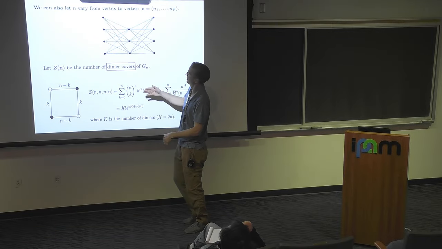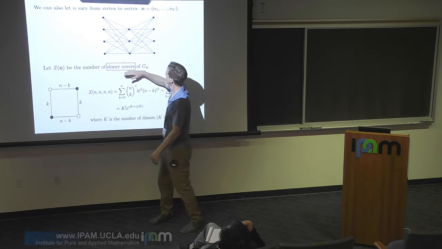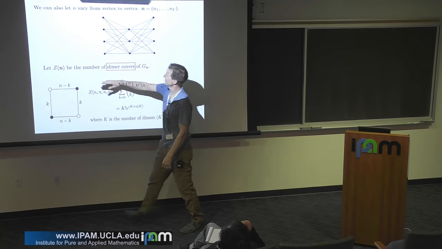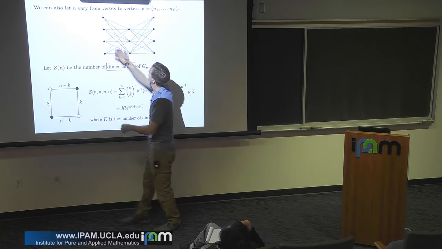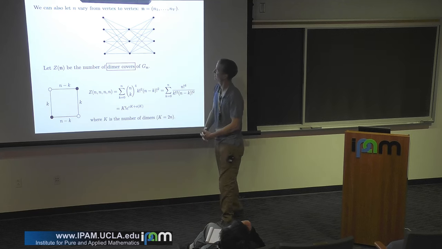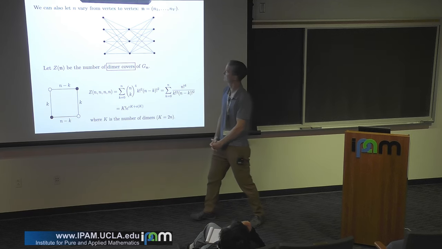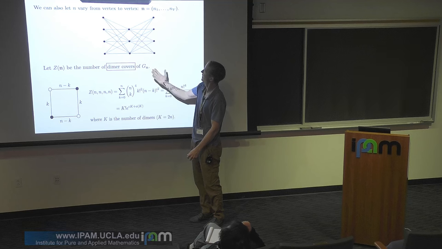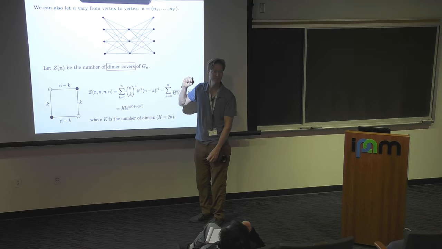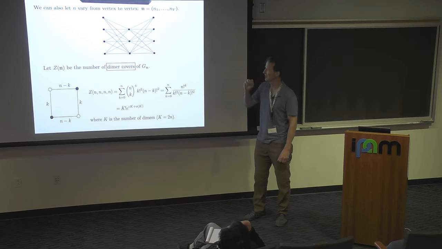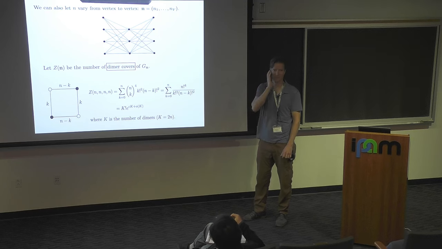And for this talk, we're going to be interested in the number of dimer covers of this blow-up graph. And let's call that Z sub n. Boldface n means I'm letting the n's vary from vertex to vertex. And what's a dimer cover? It's just a perfect matching of the graph, right? Everybody know what a dimer cover is?